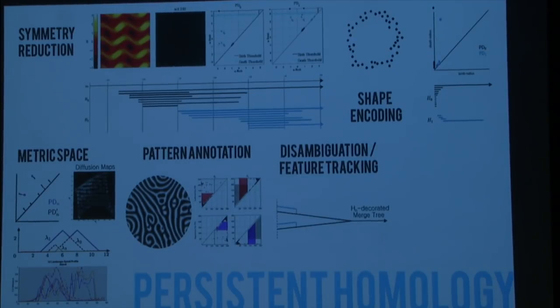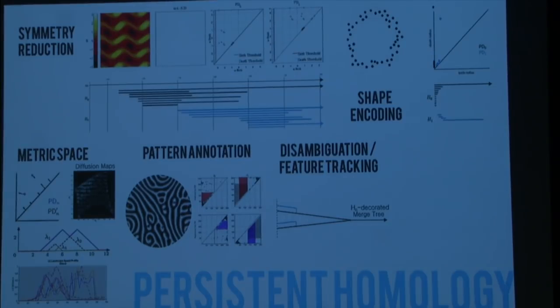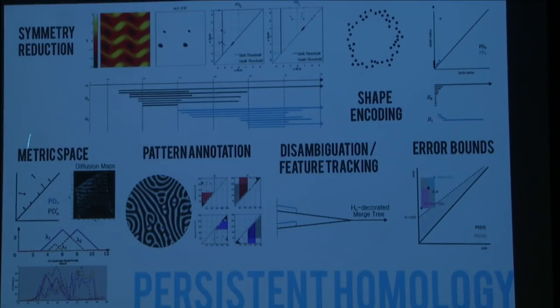So using the decorated merge tree for disambiguation and for feature tracking, and then also another piece that sits on top of actually every part of this are these rigorous error bounds. And so any computation you make along the way, if it really was important and you needed this fine of control, you could put these error bounds and get rigorous measurements all on the outside.